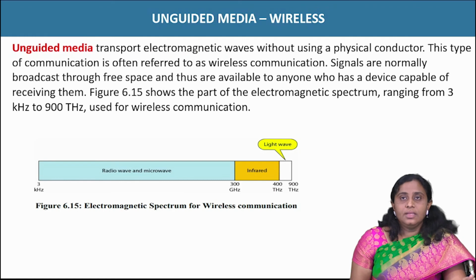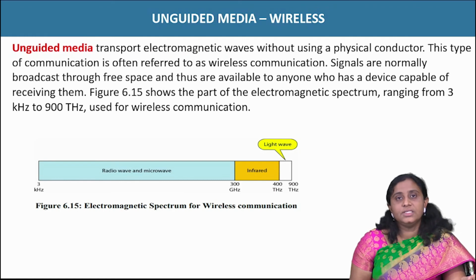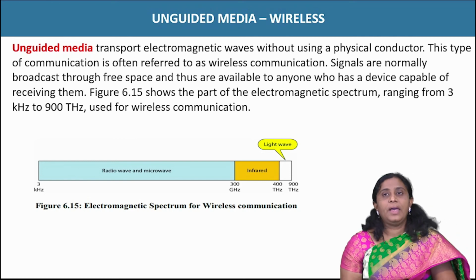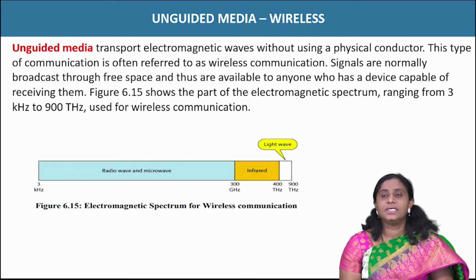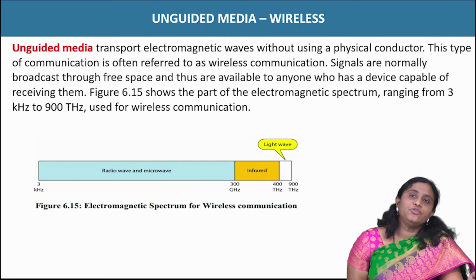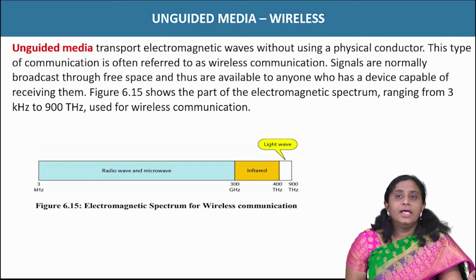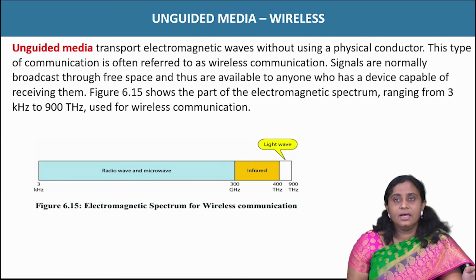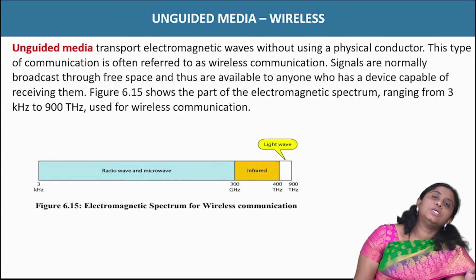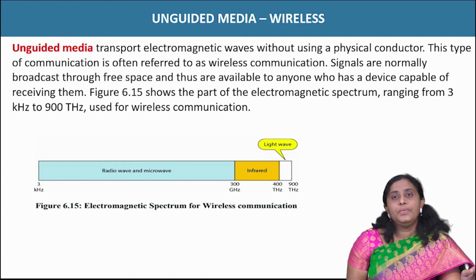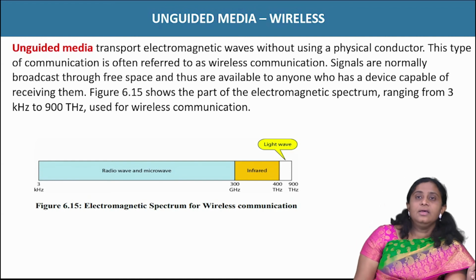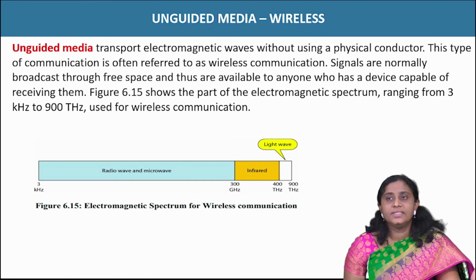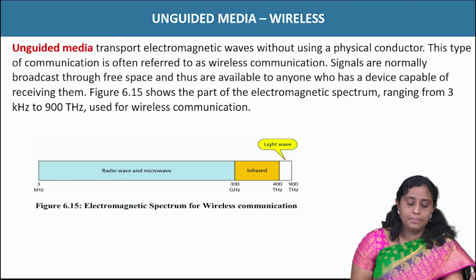So coming to the unguided media, we can call it purely wireless communication, and it transports electromagnetic waves without using a physical conductor. This type of communication is often referred to as wireless communication. The signals are normally broadcast through free space, air, or the earth, and thus are available to anyone who has a device capable of receiving them.